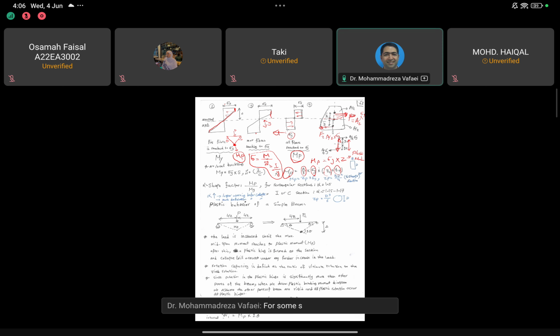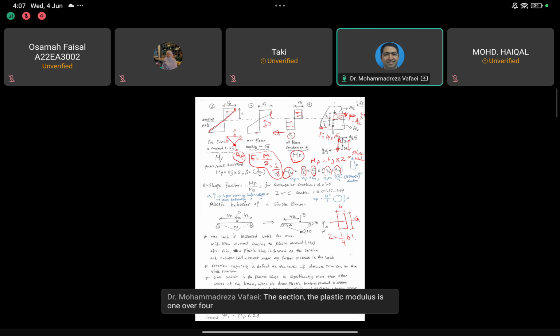For some sections, like if you have a rectangular section, we have a direct equation to calculate this Z or plastic modulus. If the width of your section is B and the height of your section is D, then the plastic modulus is 1 over 4 BD squared. So you just need to know how much is the width, how much is the height, and you can get it. If you have a section with circular shape, then Zp can be calculated from this equation.